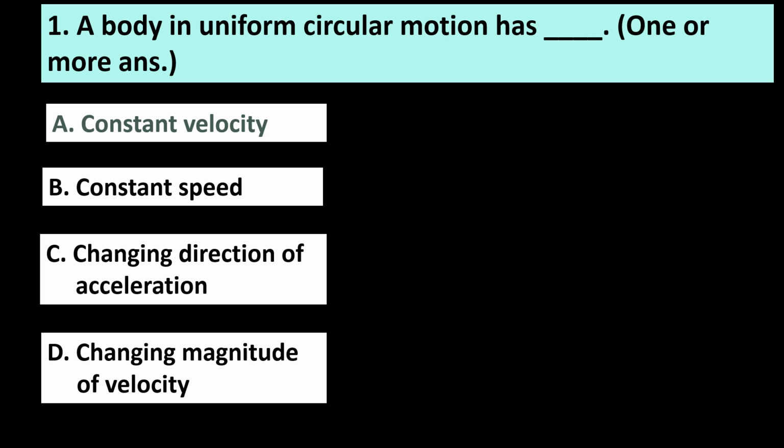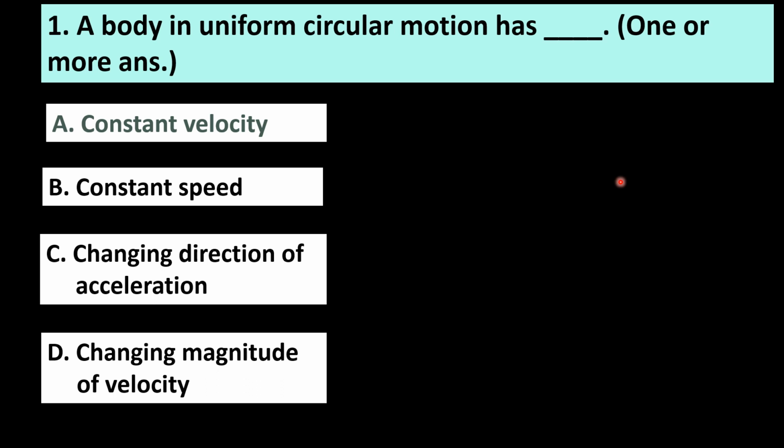Question number one. A body in uniform circular motion has blank. We need one or more answers. Letter A, constant velocity. Letter B, constant speed. Letter C, changing direction of acceleration. And letter D, changing magnitude of velocity. Which among these options, when placed in the blank, will make the statement correct?